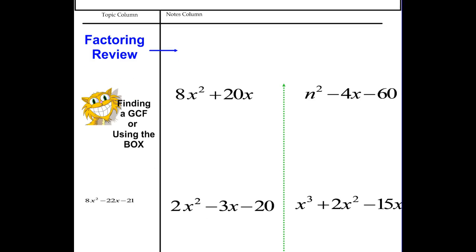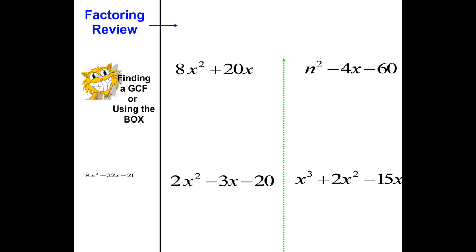So first thing I always need to look for is, is there a greatest common factor in my problem? If I look at this first problem, 8x squared plus 20x, well first we know we can take out a 4 because of the 8 and the 20. Then we need to look at our x squared and x, and we can also pull out an x, which leaves us with 2x plus 5 on the inside.